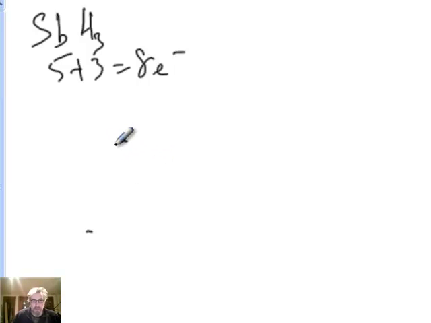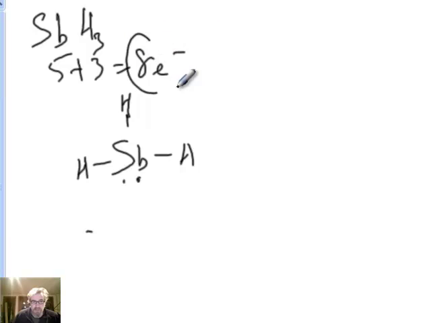When I draw my structure, put an antimony in the middle. Hydrogens have to go on the outside, and the only full octet I need is on antimony, so I put that there. Then when I count, I've got 2, 4, 6, 8 electrons, which is how many I'm supposed to have. So there's the structure for antimony.